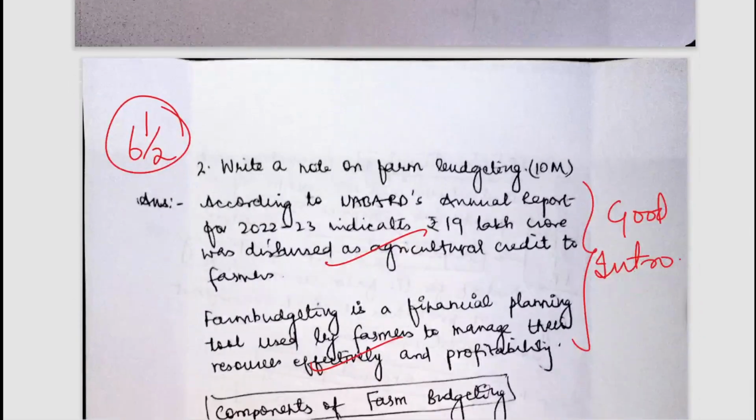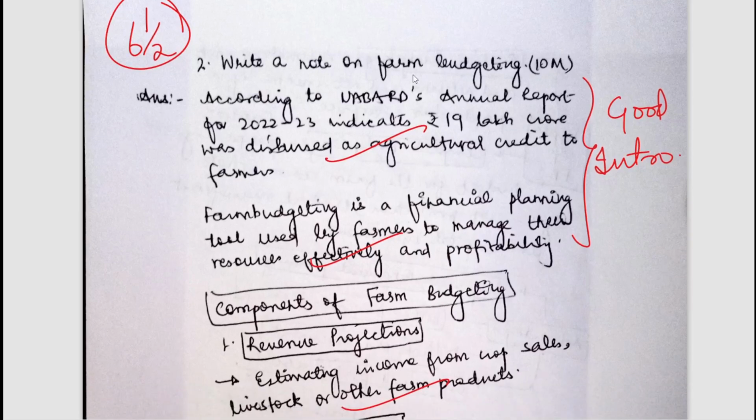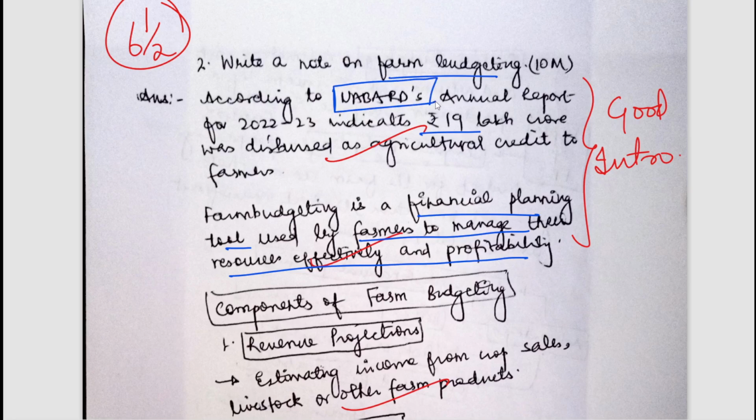Now let's move to the second question: write a note on farm budgeting. Farm budgeting is a financial planning tool used by farmers to manage their resources effectively and profitably. In the introduction, the student has also written certain data. Whenever you write data or an example, that enhances your answer. And whenever you write data, please write the source. As you can see, the student has written the source, NABARD.